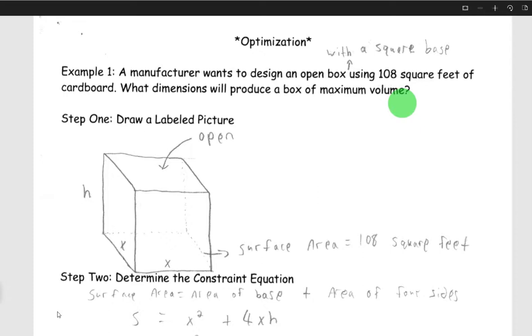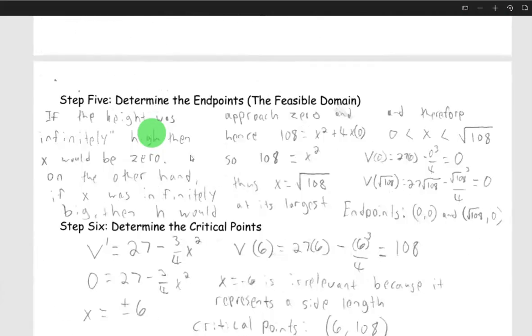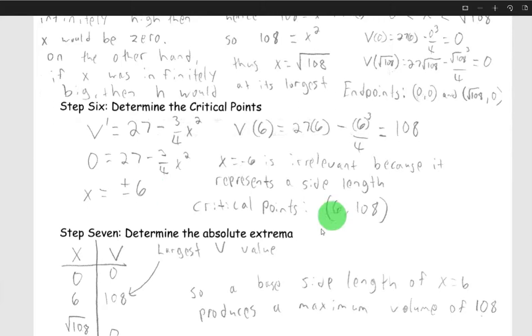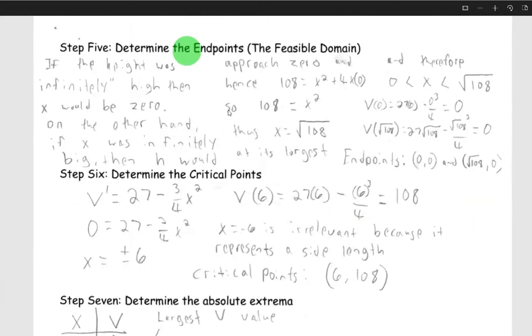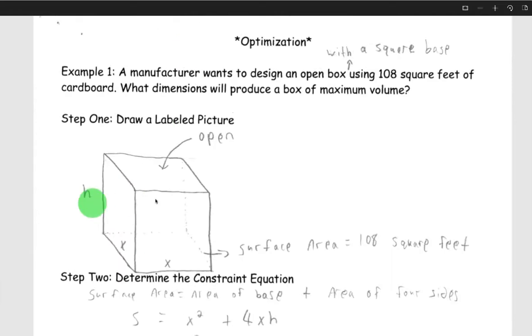Let's go back and read example 1 and see what this question is asking. It says, what dimensions will produce a box of maximum volume? Well, up until this point, we've actually just figured out x. We said that if the base is 6, then that will produce a maximum volume. But that doesn't tell us what h is, right? We want to know the dimensions of the box, so we have to figure out h.